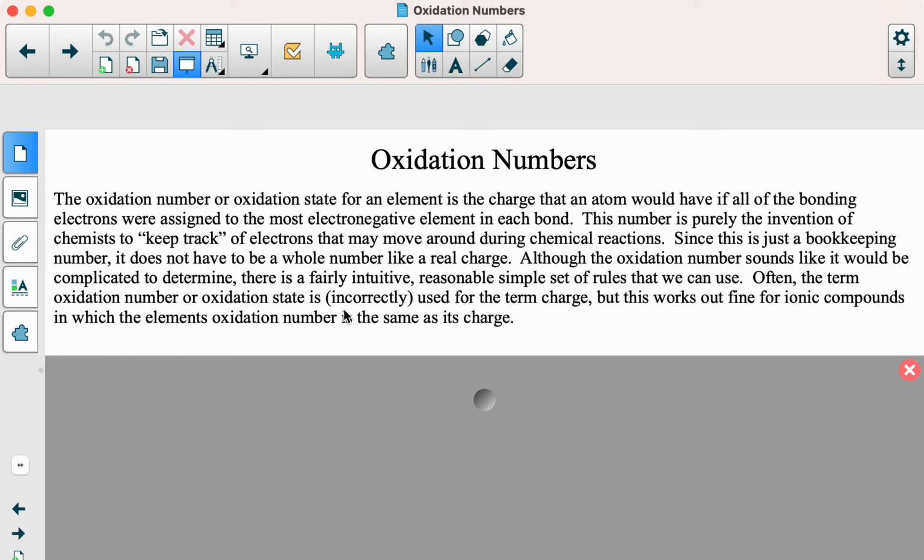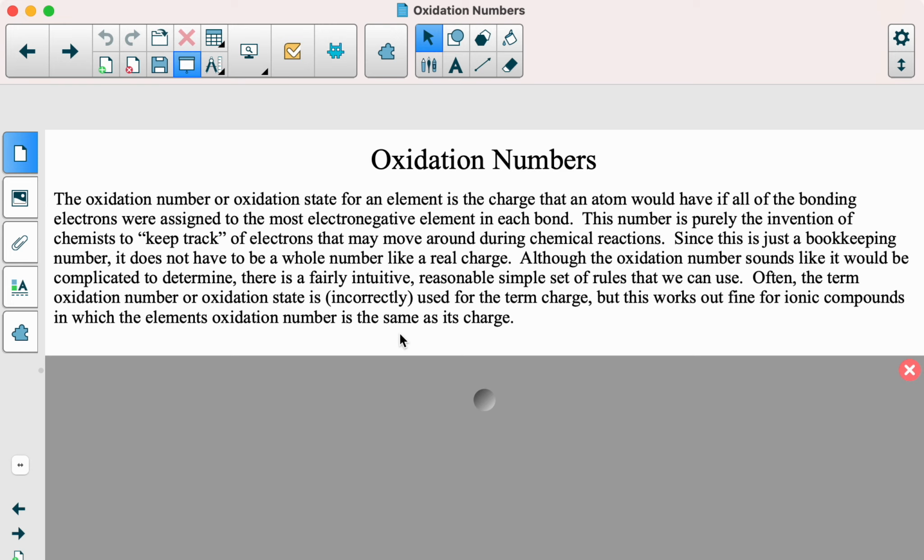And in a few minutes, I'm going to show you how to look up electronegativity on your periodic table. The oxidation number is just a pretend number. It was something that chemists invented to help them keep track of what was going on. Because it's not a real charge, it's not required to have a whole number like a real charge actually is. This idea of electronegativity makes it sound like this is going to be difficult to determine, but there's actually a pretty simple set of rules for determining the oxidation number.